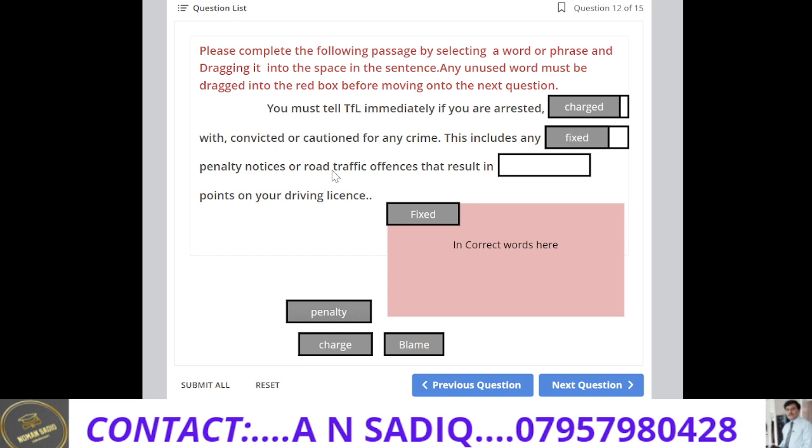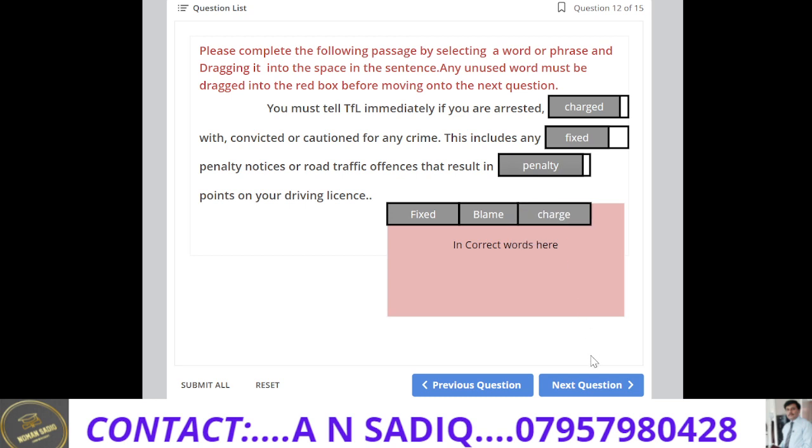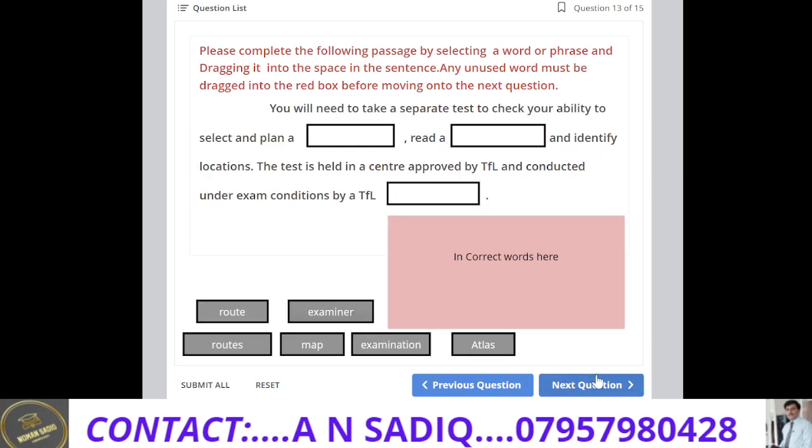Penalty notices are road traffic offenses that result in which points? Penalty points, not charge points or blame points. So I should put these here. So go to the next question. So this is question number 13.